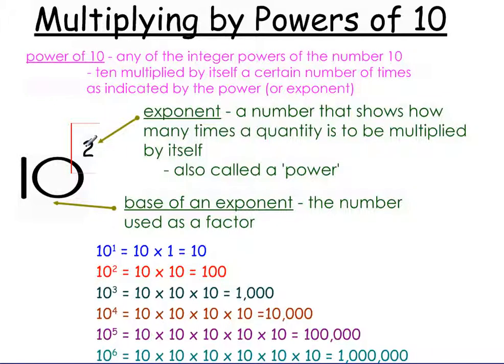It is a number that shows how many times a quantity is to be multiplied by itself. We also call this a power, and it's called an index. The base of an exponent number is the number used as a factor. So this little exponent 2 tells us to multiply the 10 by itself twice. So that would be 10 times 10, as you see here. So we call 10 to the second power, or 10 squared, 10 times 10, which is 100.